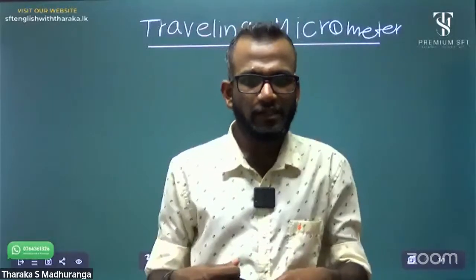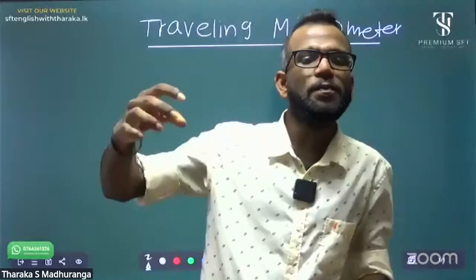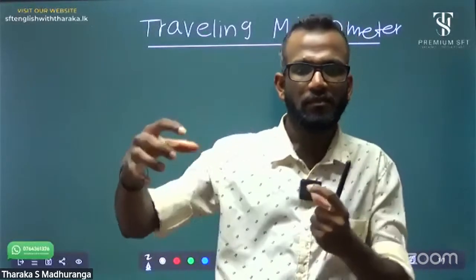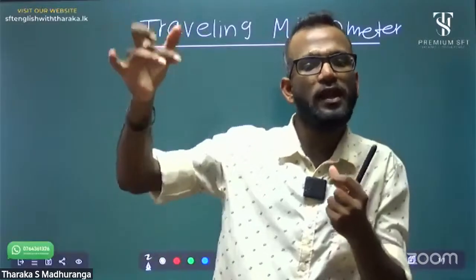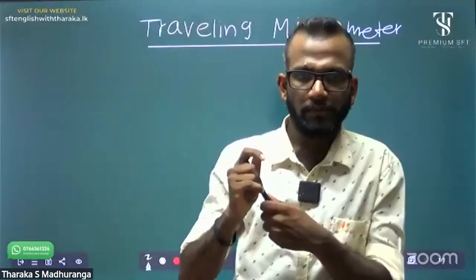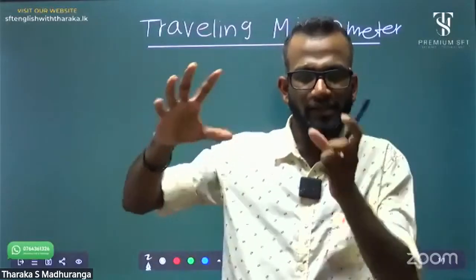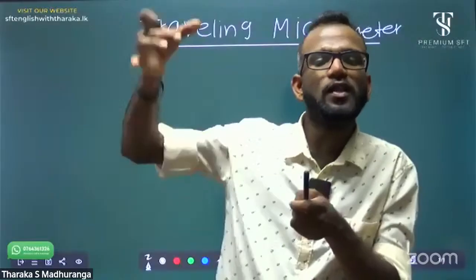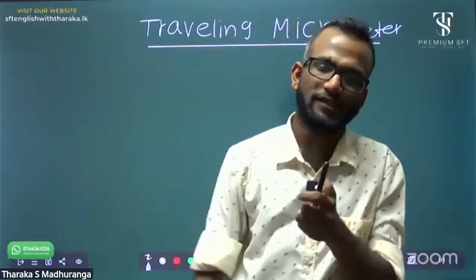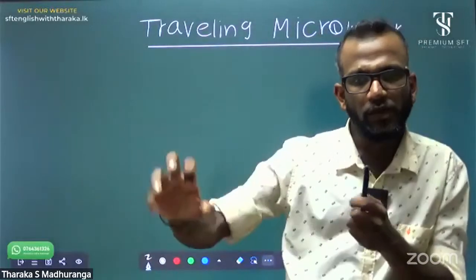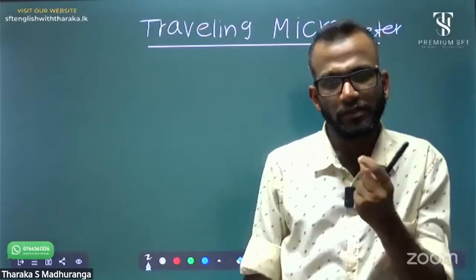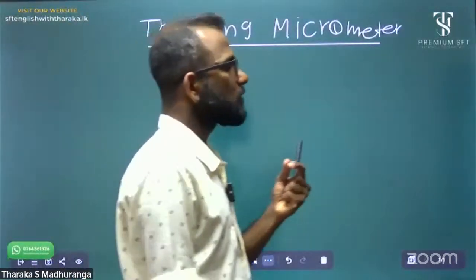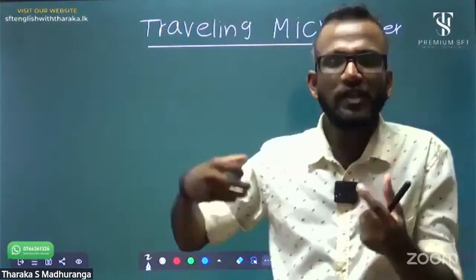What are the possible reasons this microscope is called traveling? Travel means that we can move, in horizontal and vertical directions. I will show you. This microscope can be moved along both the vertical axis and the horizontal axis. Understood? That's why we call it a traveling microscope.